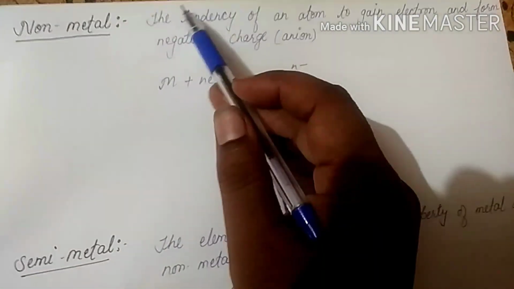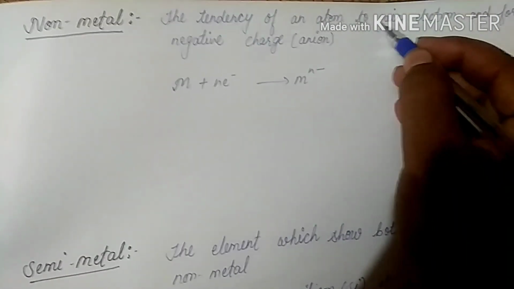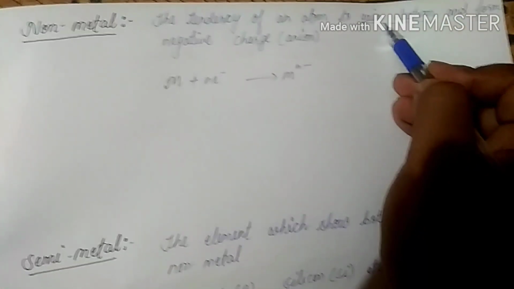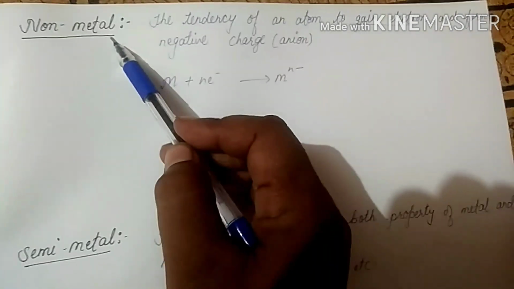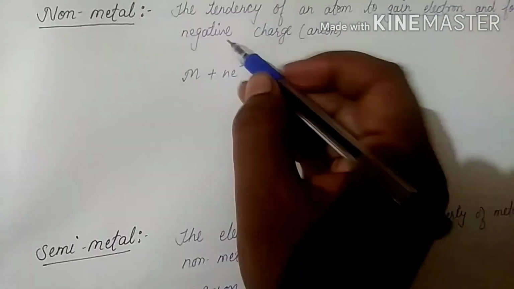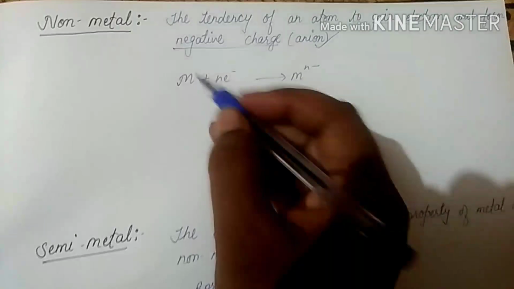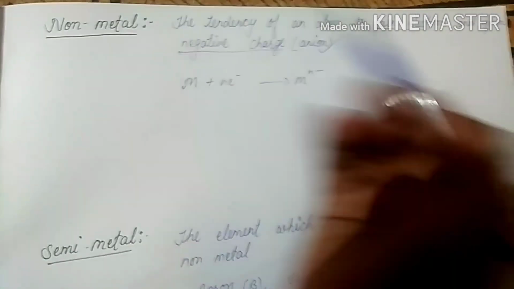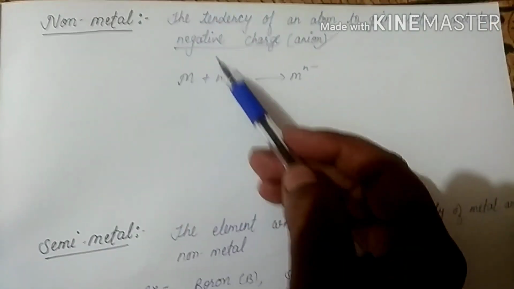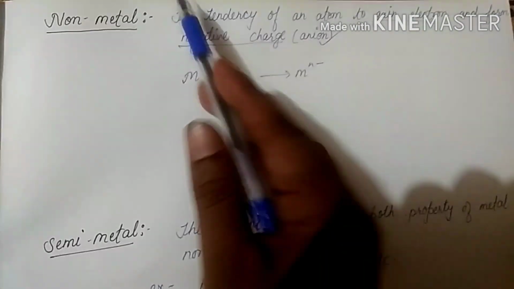Now second, children, what is non-metal? The tendency of an atom to gain electrons, and the metal is talking about losing electrons. Clear, children? So non-metal means the tendency of an atom to gain electrons and form negative charge, that is called anion. So that will be non-metal. Clear, children?